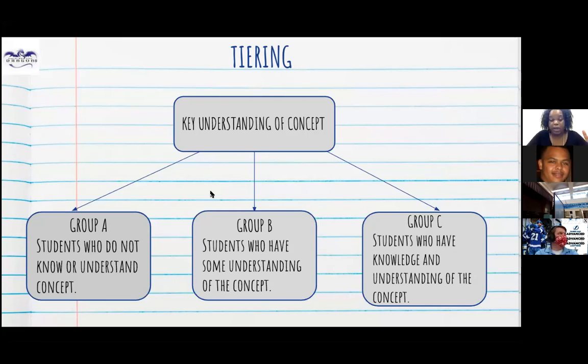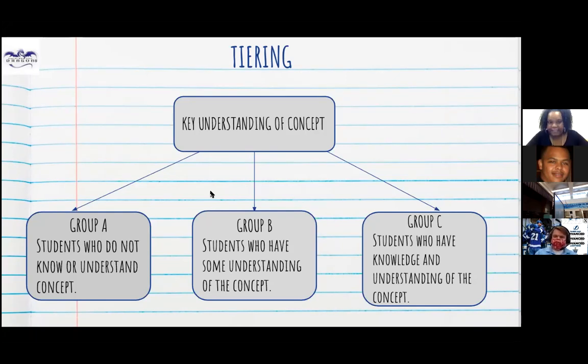There are 3 areas. Group A, the students who do not know or understand. Group B, some of the students have some kind of knowledge of the concept. And then we have group C. There's some type of understanding where they completely understand the concept. Now, what you have to understand, when we say no homogeneous grouping, you may realize there is a SPED student that could be in group C. There could be an advanced kid that's in group A.